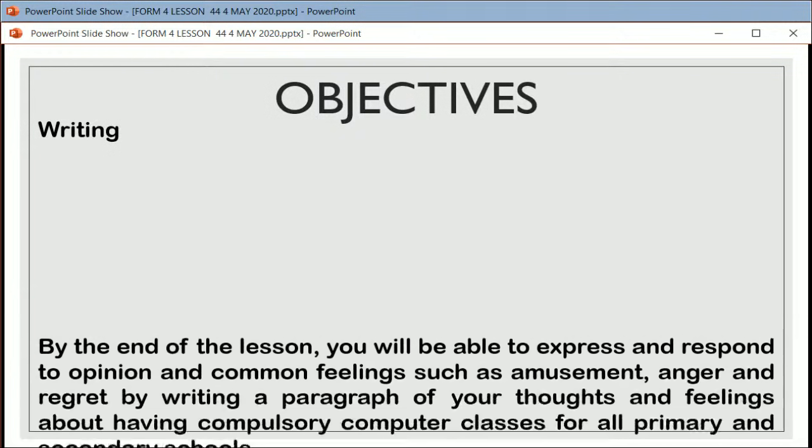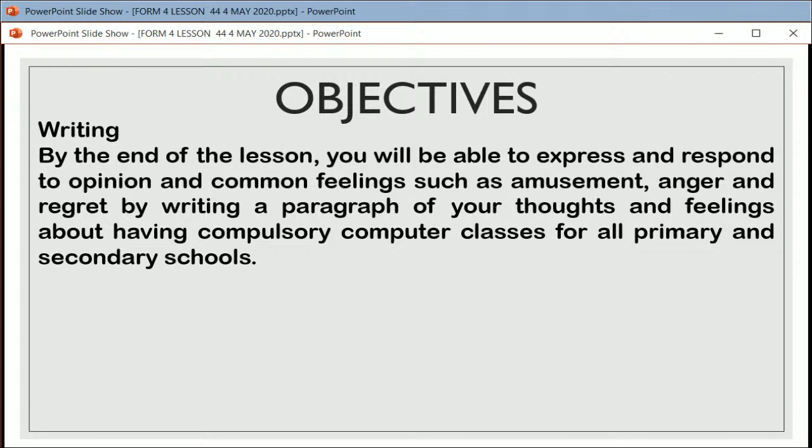Our objective for writing is that you will be able to express and respond to opinion and common feelings. Now in Form 3, the feelings were simple: sadness, happiness, interest. But in Form 4, you extend to amusement, anger, and regret, meaning you must not forget your Form 3 ones, also by writing a paragraph of your thoughts and feelings about having compulsory computer classes for all primary and secondary schools. Hi, the Chinese alphabet that I don't understand.